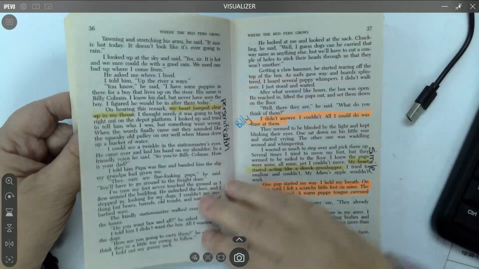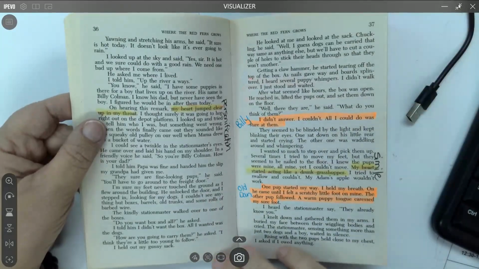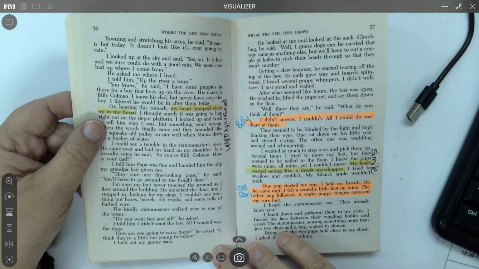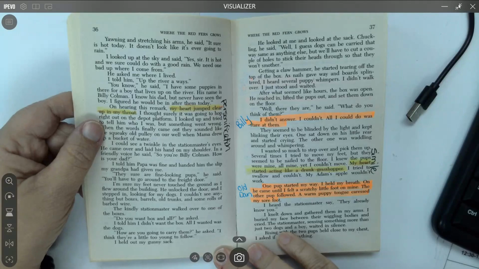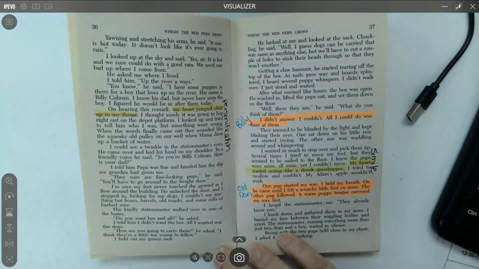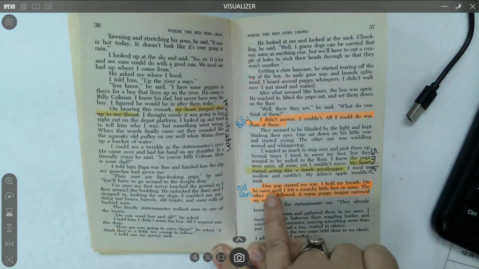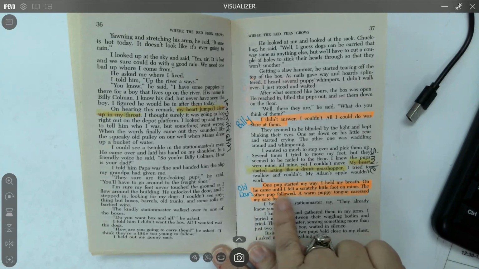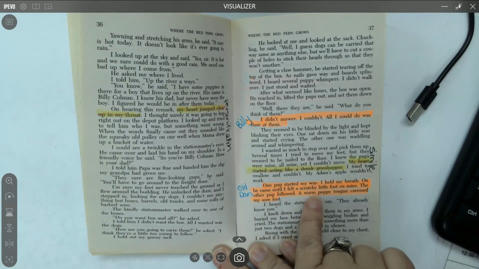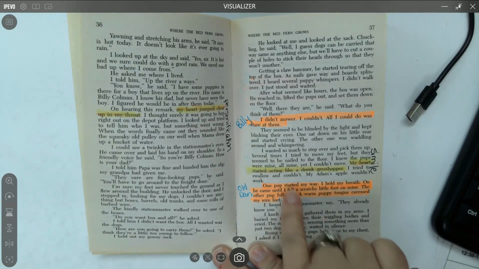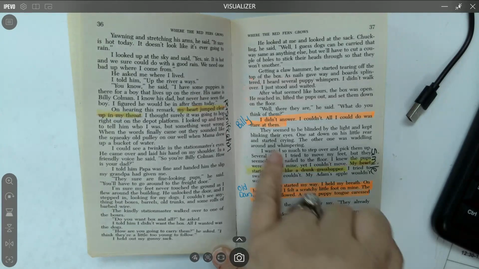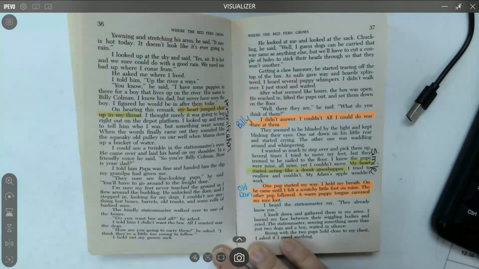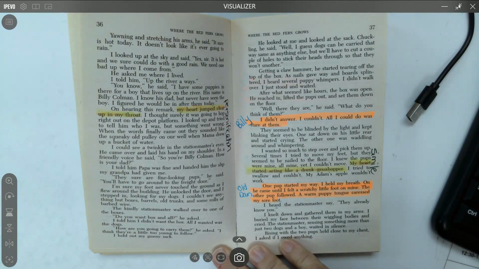Going to chapter 5. Now we're going to start to get some where we learn more about the dogs and their personalities and how he sees them. So that's why I have old Dan here. It says one part started my way, I held my breath, on he came, that's how I know it's little Dan, and the other pup followed, a warm puppy tongue caressed my sore foot. So we're learning about old Dan here. And back up there just a little bit, it says, I didn't answer, I couldn't, all I could do was stare at them. We see a very excited and eager young man, not quite sure what to do.